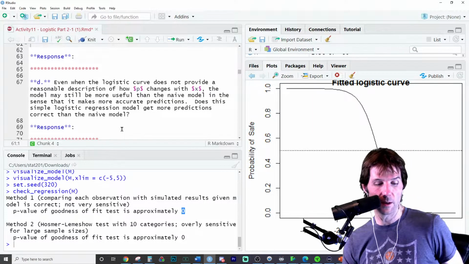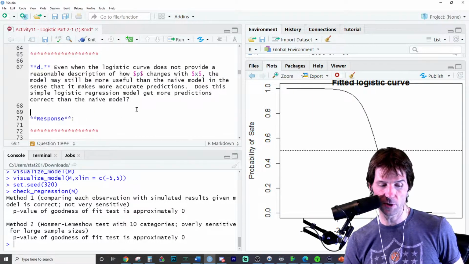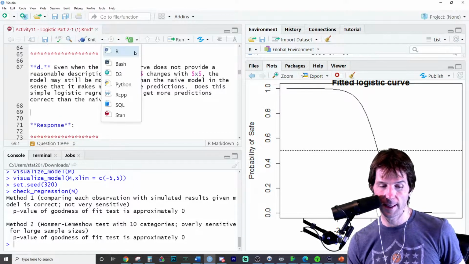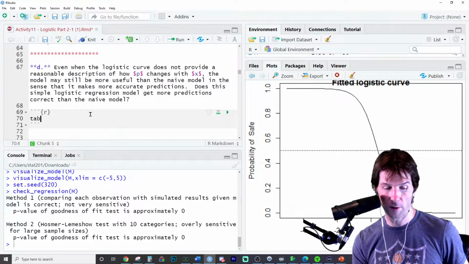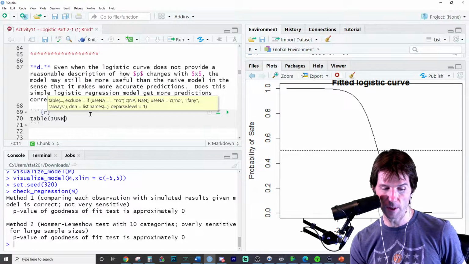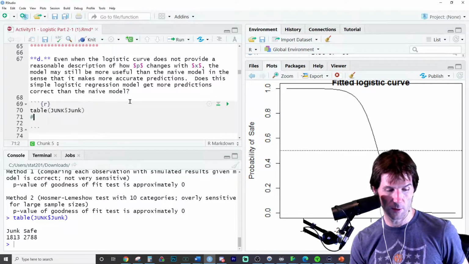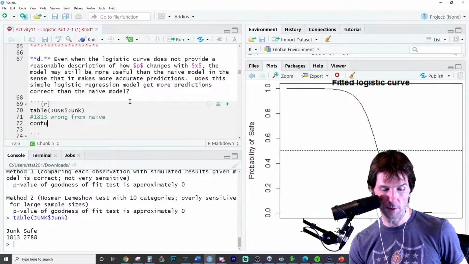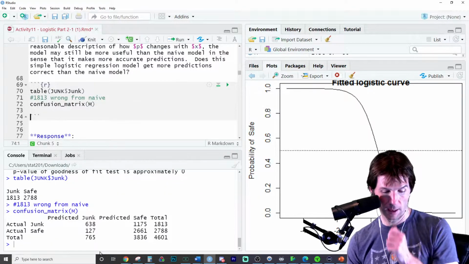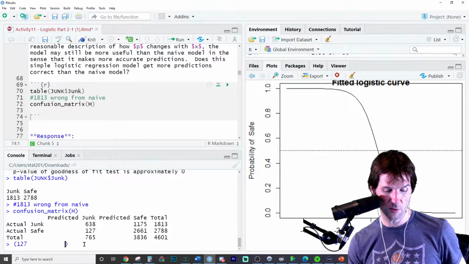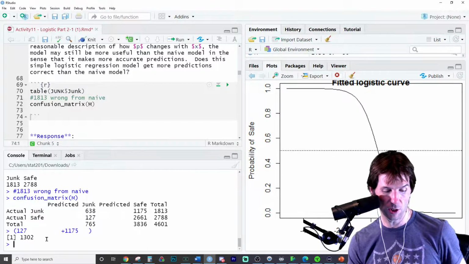So once again, what we want to do here is compare our model to the naive model. So let's go ahead and once again show how to get the naive. We want to go here to a table of the naive, which is going to be junk and safe, and the naive gets this many wrong. So the naive would predict everything is safe. So wrong from naive. Our model, we need to look at the confusion matrix, gets wrong these ones right here. These are the ones it predicts junk that are actually safe. And then it gets wrong these here where it predicts that it's safe and it's actually junk.